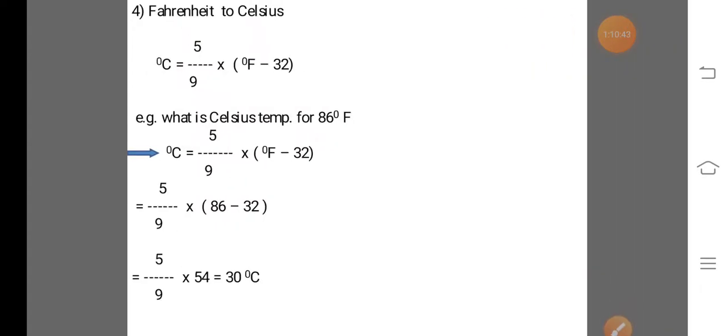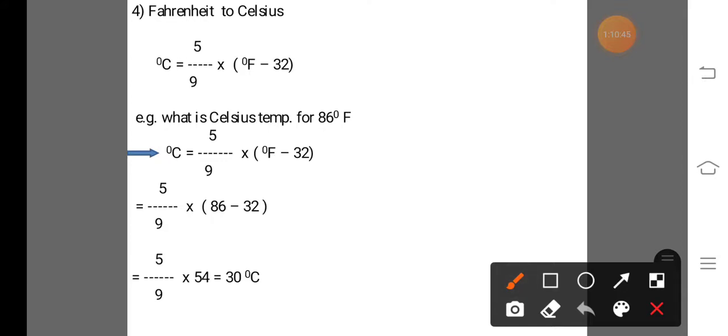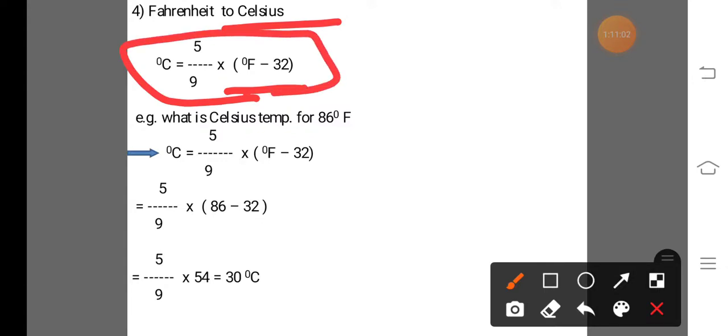After that, next one, conversion of degree Fahrenheit into Celsius, and the formula for conversion of degree Fahrenheit to Celsius is degree Celsius is equal to 5 by 9 into, in bracket, degree Fahrenheit minus 32. This is the formula for the conversion of degree Fahrenheit into degree Celsius. Now we see the next example to calculate degree Celsius temperature by using the degree Fahrenheit scale.